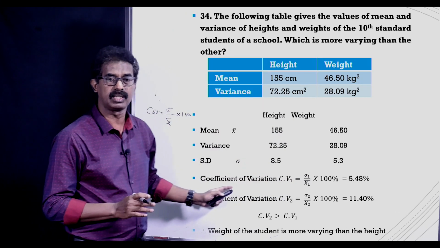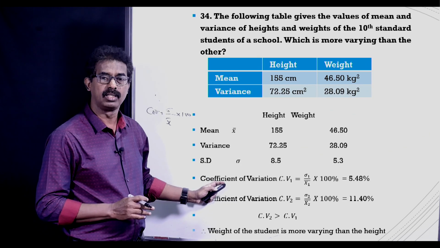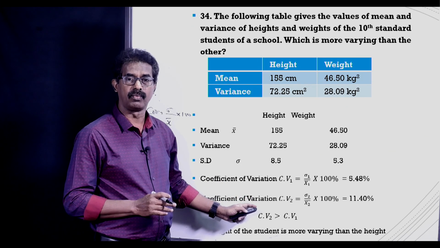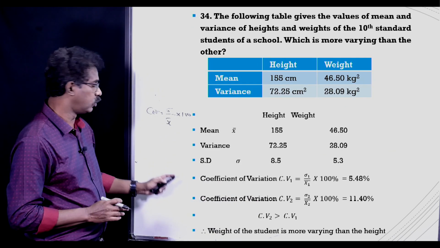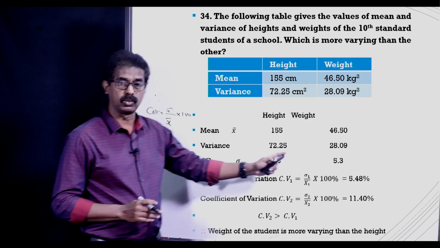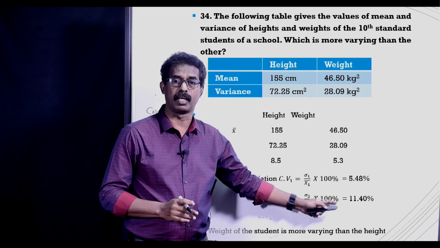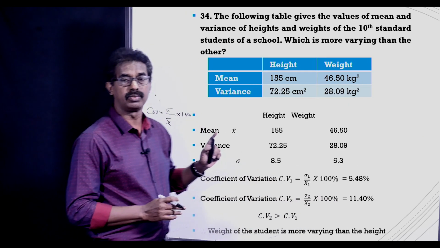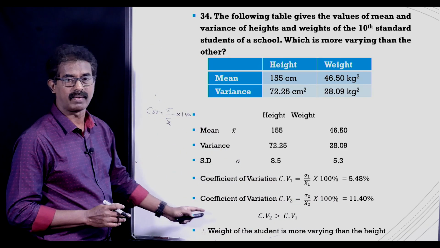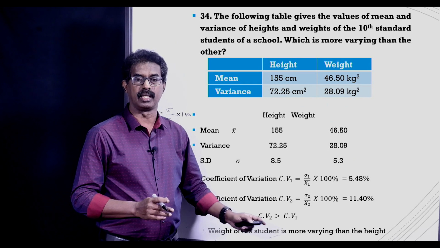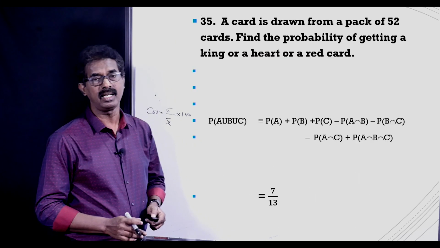Once you know the standard deviation, the coefficient of variation of height and the coefficient of variation of weight, both you can find out using this formula. You are getting the two answers. Into 100, don't forget to put. So 5 point something, another one is 11 point something. So which is more? The coefficient of variation of the second is more. So the final answer is: the weight of the students is more varying than height.